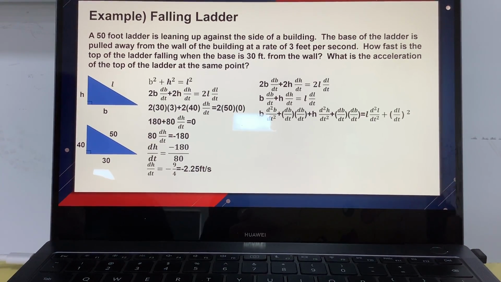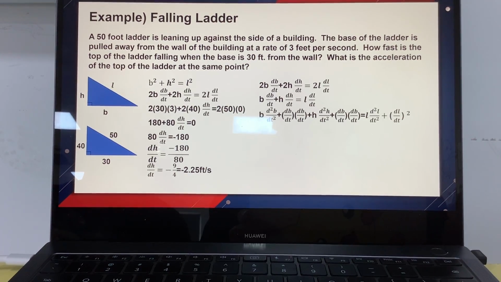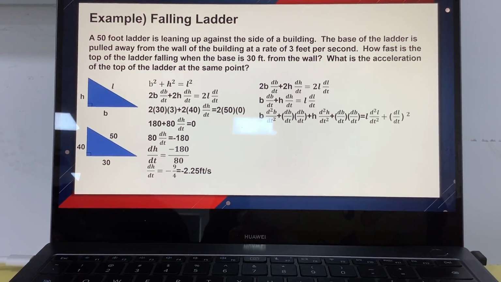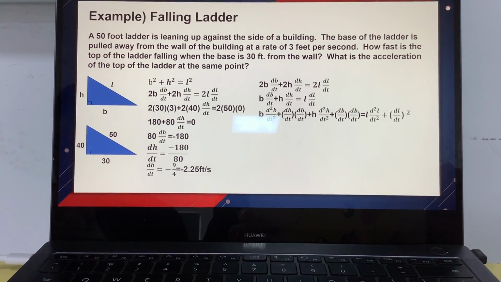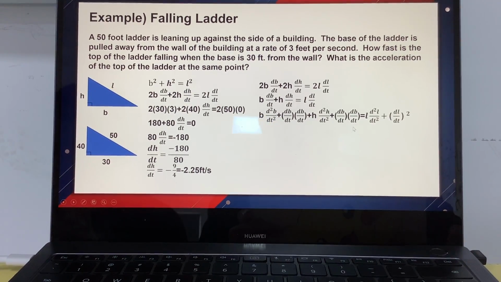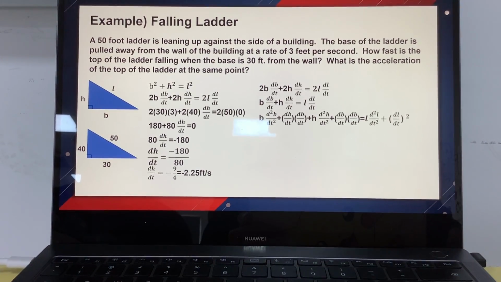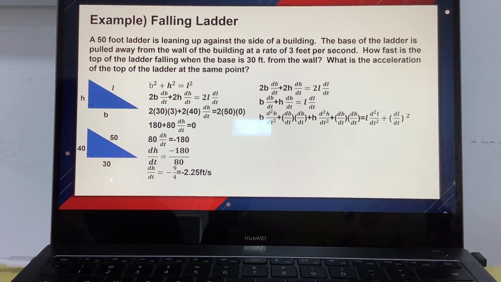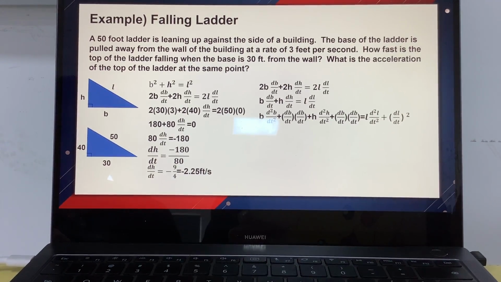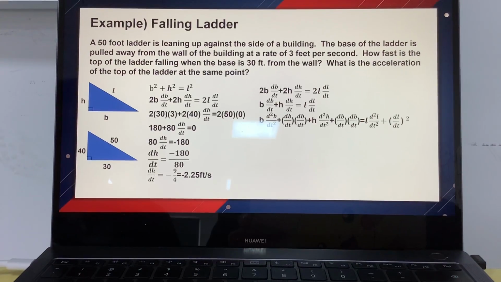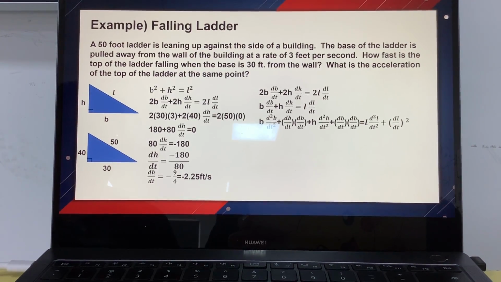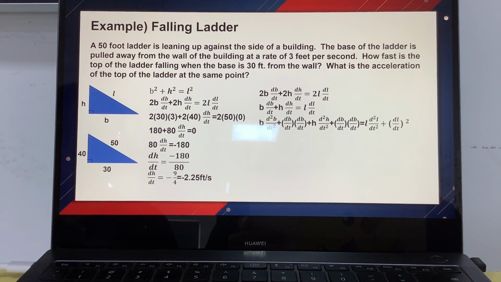So b dB over dt plus h dh over dt equals L dL over dt. So b d squared b over dt squared plus dB over dt times dB over dt plus h d squared h over dt squared plus dh over dt times dh over dt equals L d squared L over dt squared plus dL over dt squared.